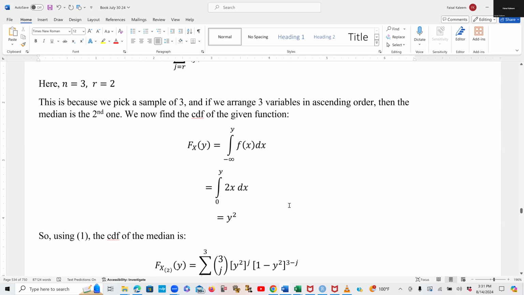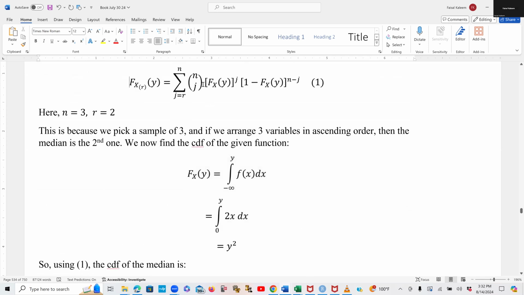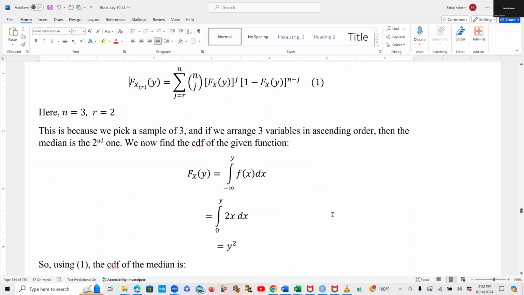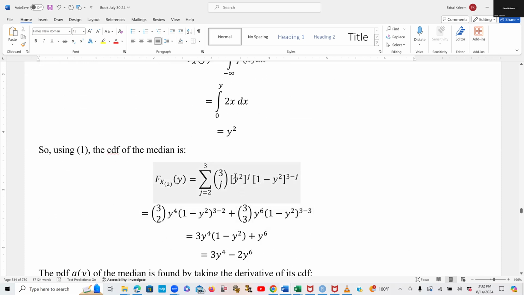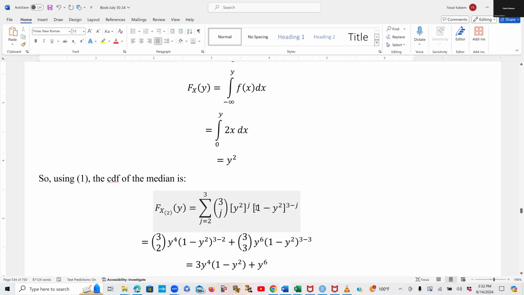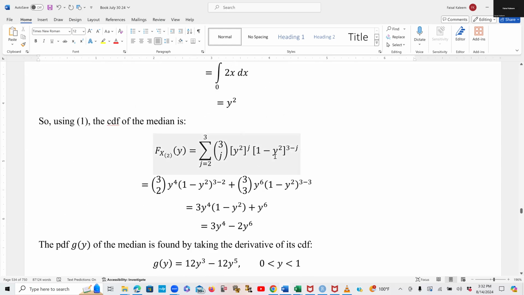We now substitute this CDF in this summation. As we already know, n is 3, r is 2. So in this summation we replace n with 3, so it becomes 3 choose j, and j goes from r to n, so from 2 to 3 in this case. The CDF is raised to the power j, and our CDF was y squared, so we have y squared to the power j. Then we have 1 minus the CDF to the power n minus j, so 1 minus y squared to the power 3 minus j, because our n is 3.